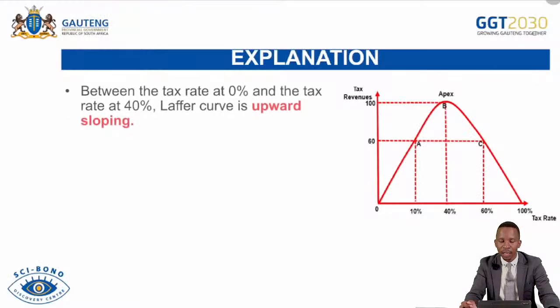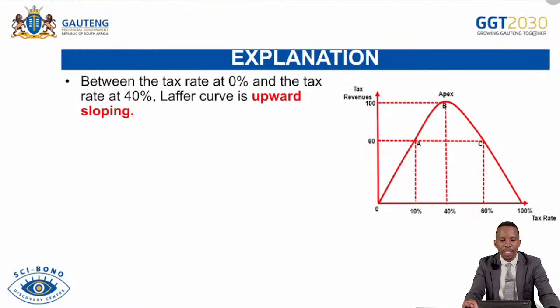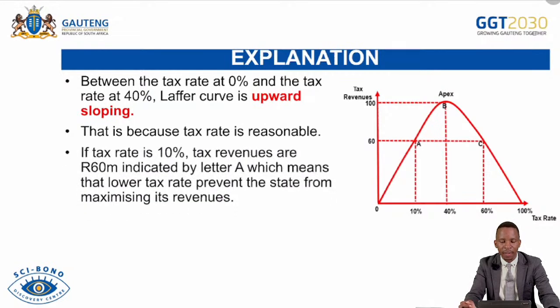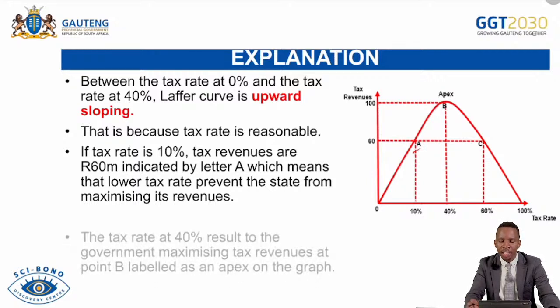And then this is the Laffer curve. Being explained between a tax rate at 0 and a tax rate at 40, the Laffer curve is upward sloping. That is because the tax rate is reasonable, so people are willing to pay tax and businesses can also pay tax. If the tax rate is 10%, the tax revenue received is 60 million, indicated by letter A, which is here. This means that a lower tax rate prevents the state from maximizing its tax revenues.